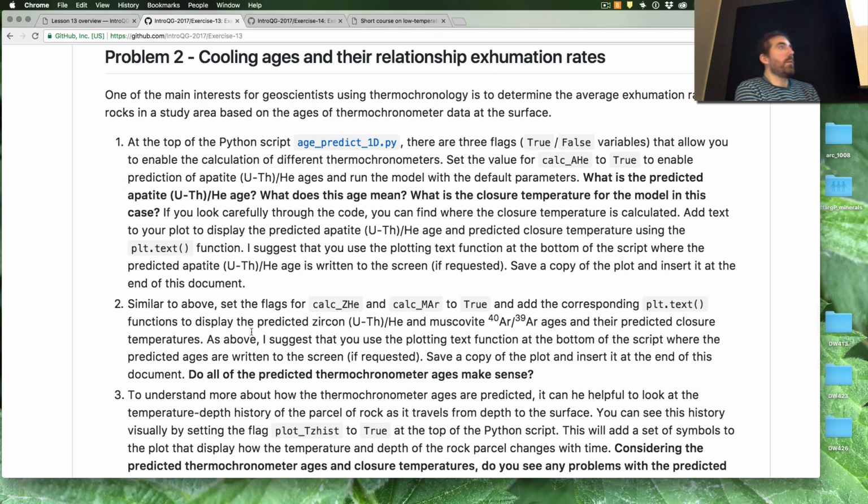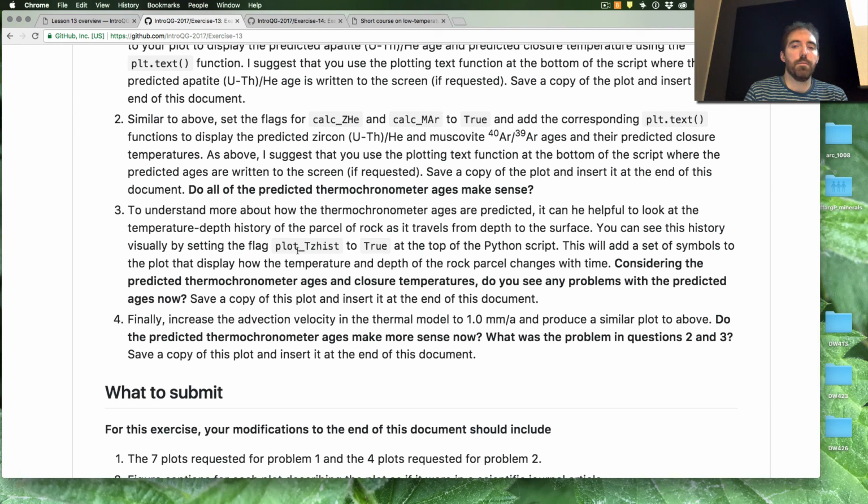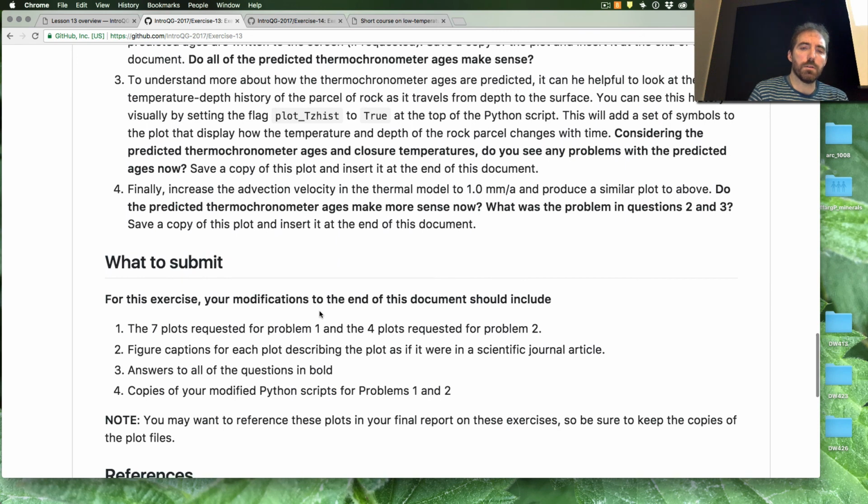So what you do in problem 2 basically is turn on calculation of some different thermochronometer ages in the code. And you can then see, in part 1, how the thermal model works. In part 2, you see how the cooling ages, the thermochronometer ages, change when you change different things in the code. And so again, it's going to be kind of turning on different functionalities in the code, and then there's some questions there. I think in all you're going to produce 7 plots in problem 1 and 4 in problem 2.